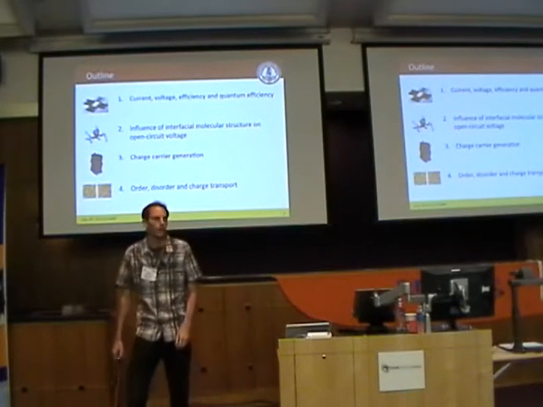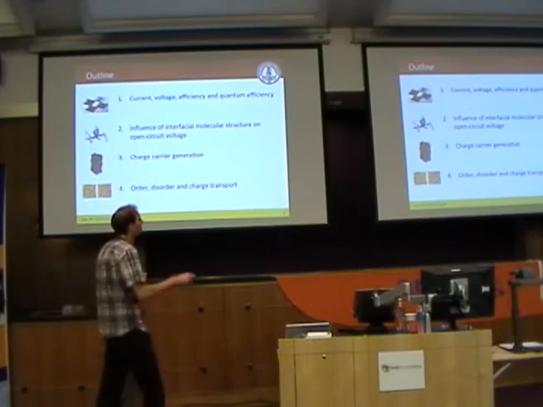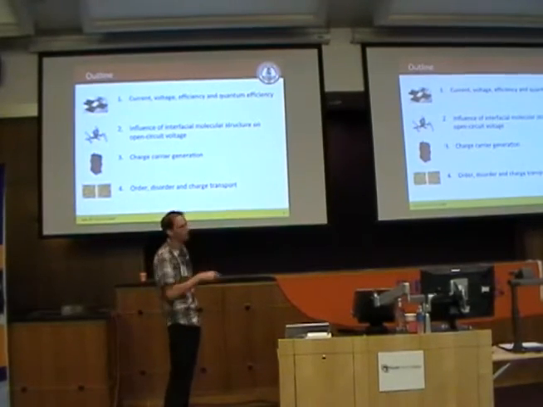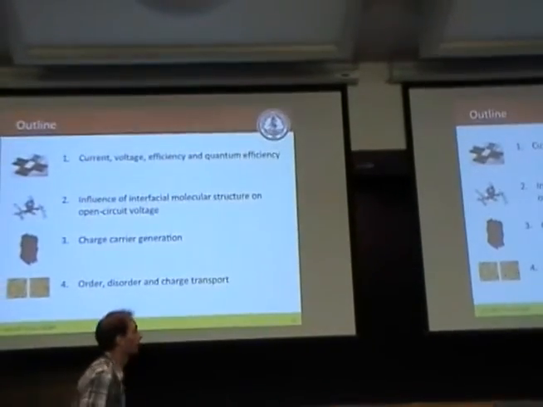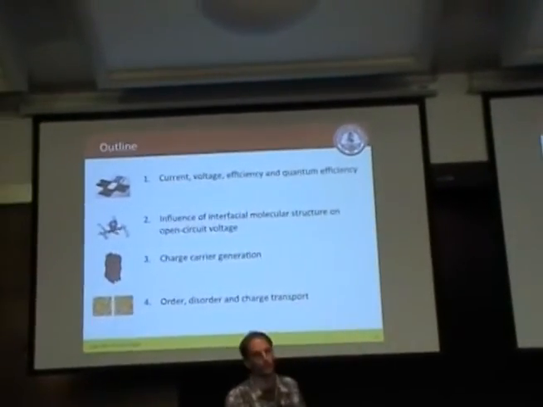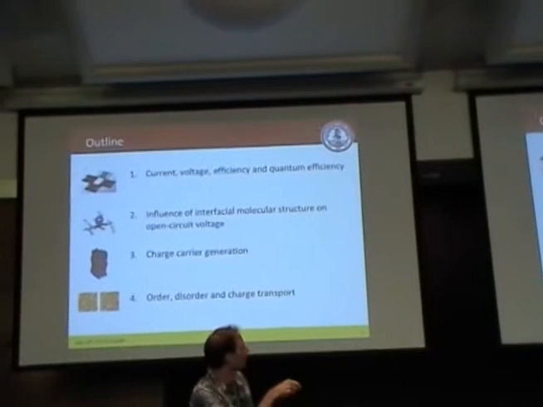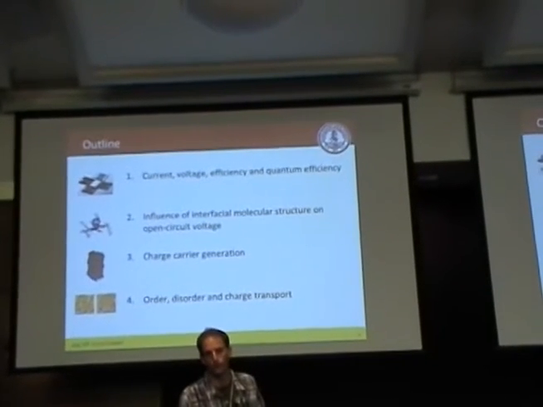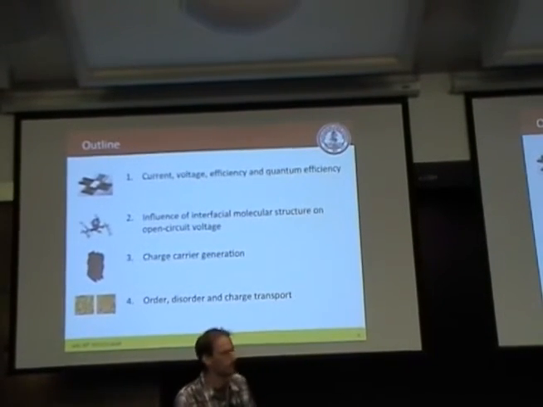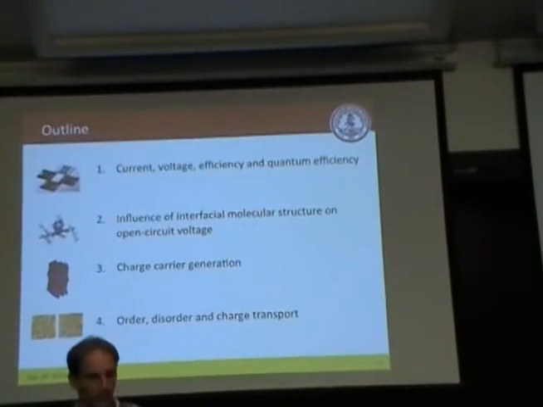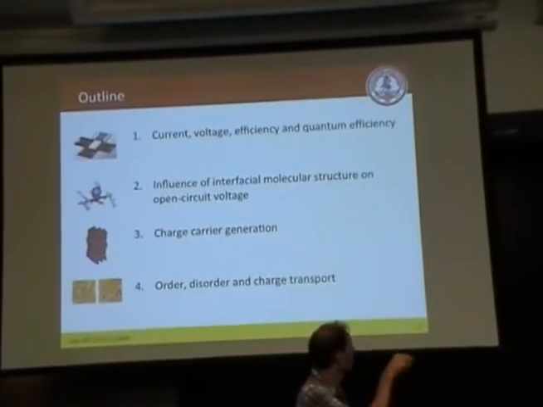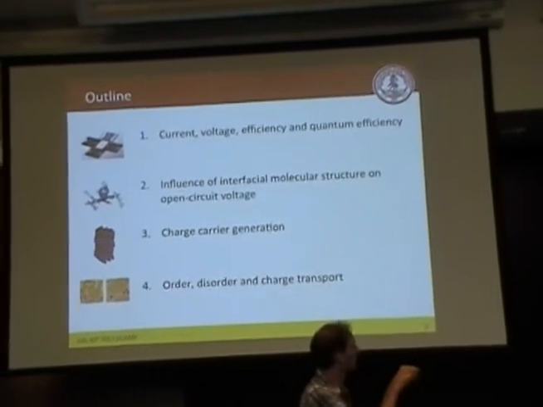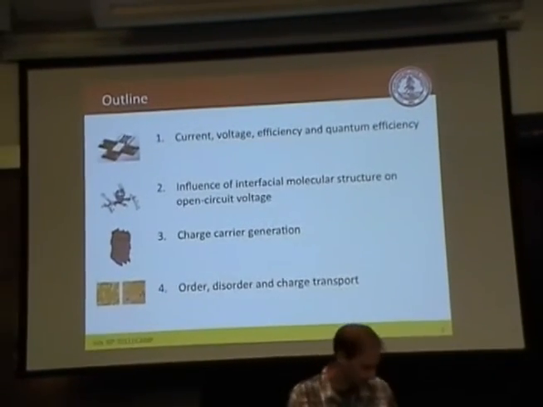Just a reminder of the outline for the lecture. This one we addressed before lunch, where I showed you the relation between current, voltage, efficiency, and quantum efficiency. So now we will mainly speak about open circuit voltage and zoom a bit deeper into the solar cell, go to a much smaller scale, and talk a bit more about these charge transfer states.